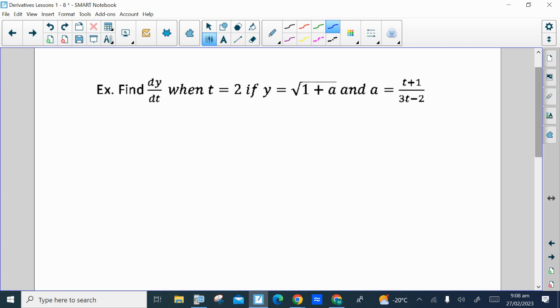So here's something a little bit different. You want to find the derivative of y with respect to t at the point when t equals 2. However, if you look at what you're given here, you're given two different expressions. The first one is y in terms of a, the second is a in terms of t.